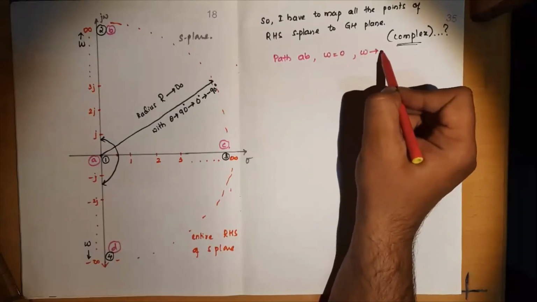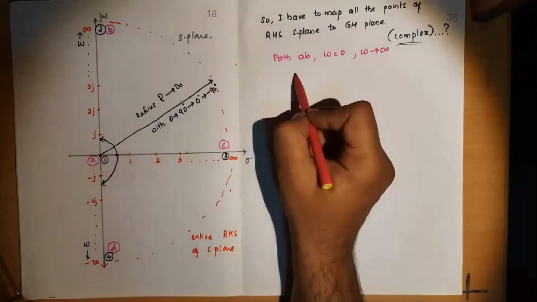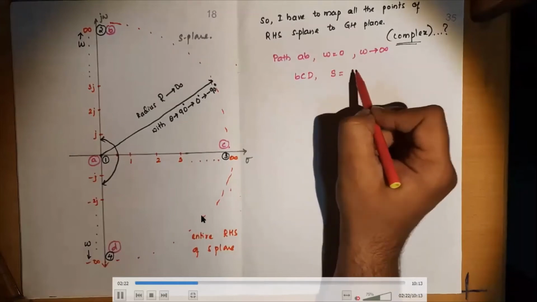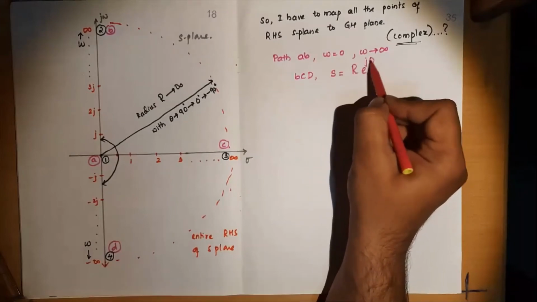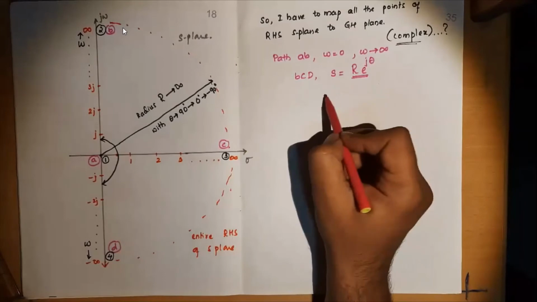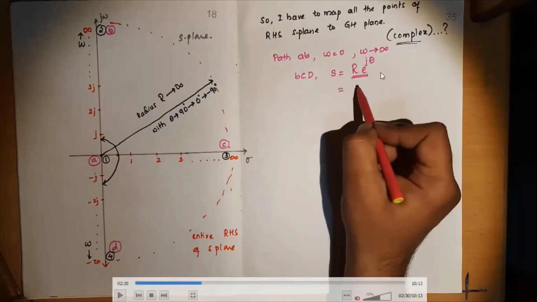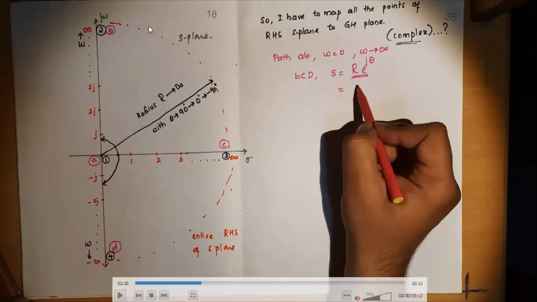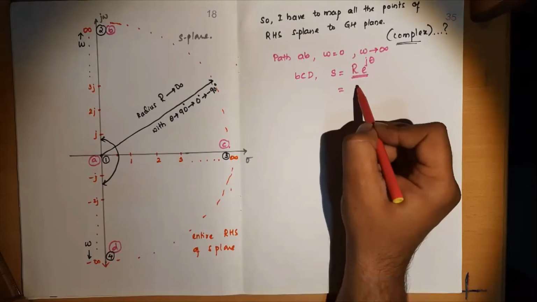Path AB, where omega equals 0 to omega tending to infinity. Then path BCD is a semicircle where the points I can define as r into e raised to j theta. Okay, so there is a new notation, new terminology here. This right half of the complex plane, I will write it in terms of magnitude and phase angle. So magnitude r and phase angle e raised to j theta, and the phase angle of e raised to j theta is theta.